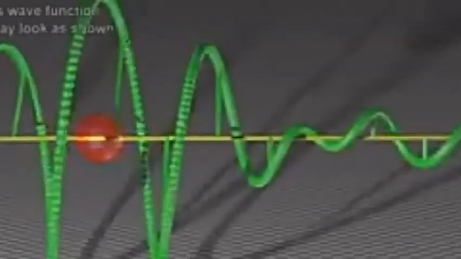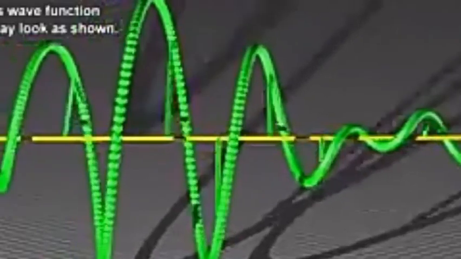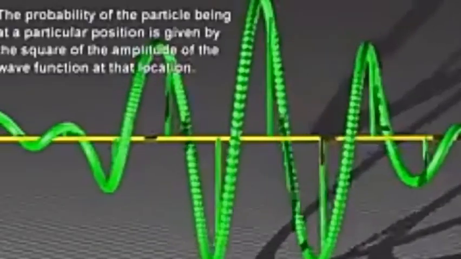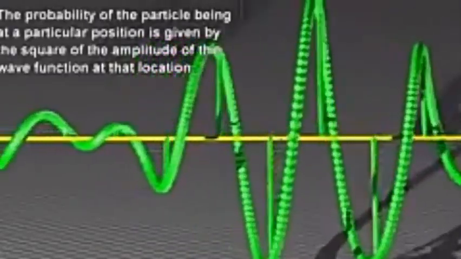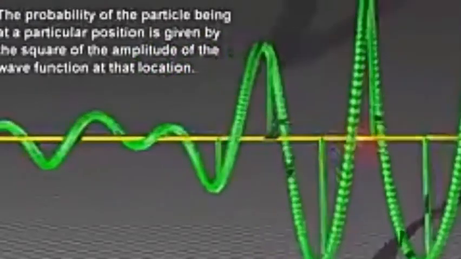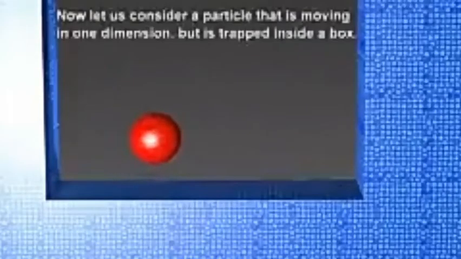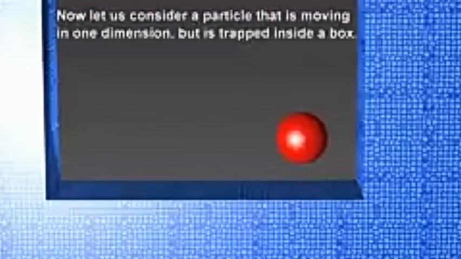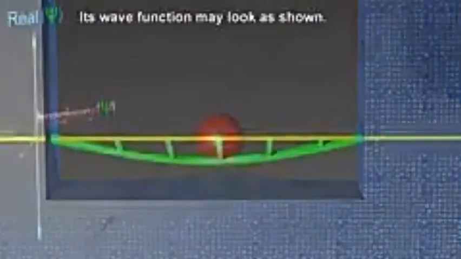Suppose we have a particle moving freely through space in one dimension. Its wave function may look as shown in the figure. The probability of the particle being at a particular position is given by the square of the amplitude of the wave function at that location. Now let us consider a particle moving in one dimension but trapped inside a box. Its wave function may look as shown in the figure.